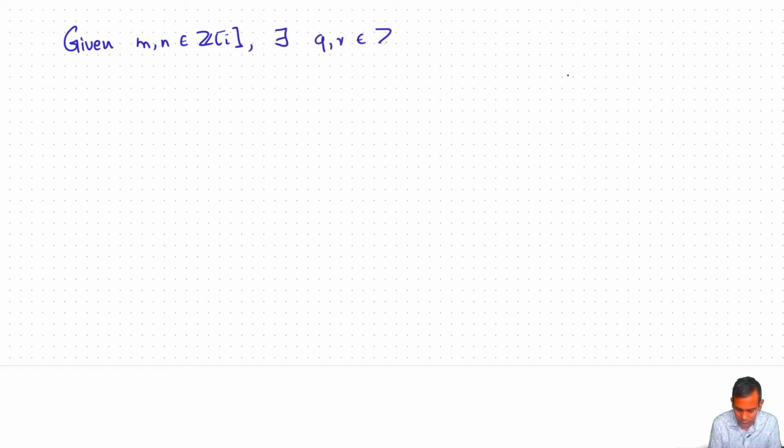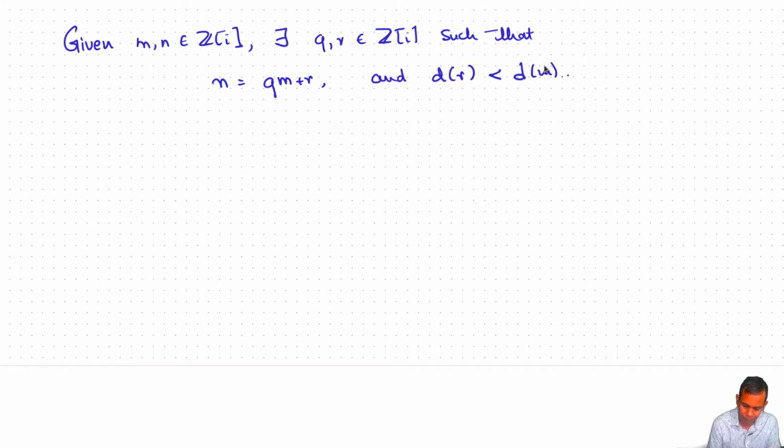We've seen in the lectures that Euclidean division works for Gaussian integers. So what we know is that given m and n, which are Gaussian integers, there exist Gaussian integers q and r such that n is equal to qm plus r and the size of r is strictly less than the size of m.